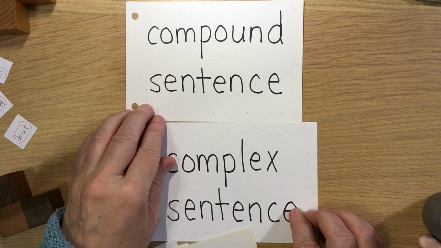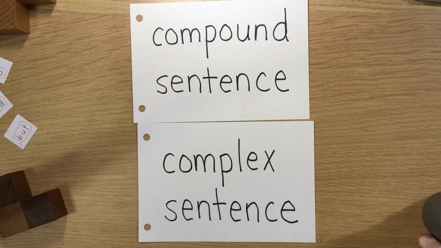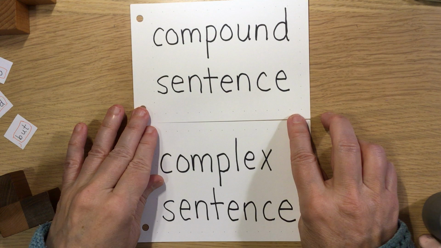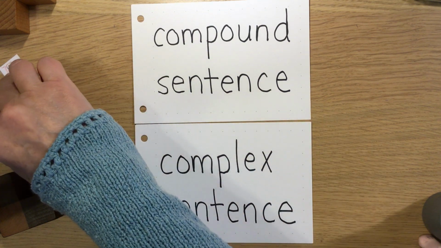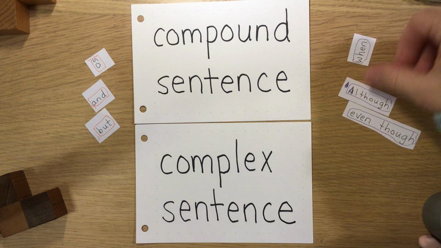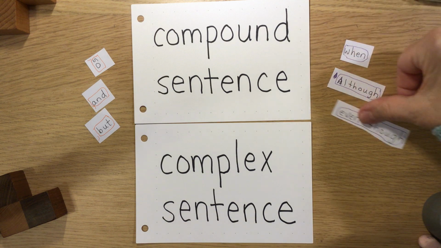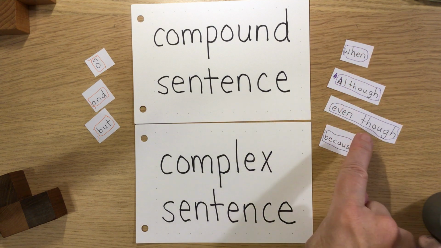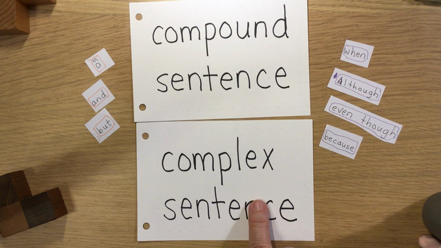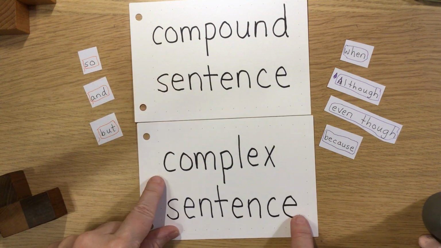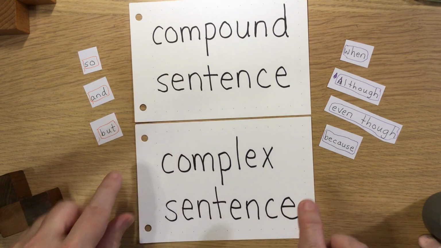It's when we start out with two complete sentences and we figure out a way to glue them together and combine them into one. And we do that using a word from this list or a word from this list. So there are two different groups of conjunctions. If we choose from this list, we make the complex sentence, and if we choose from this list, we make the compound sentence. Okay, great job today.